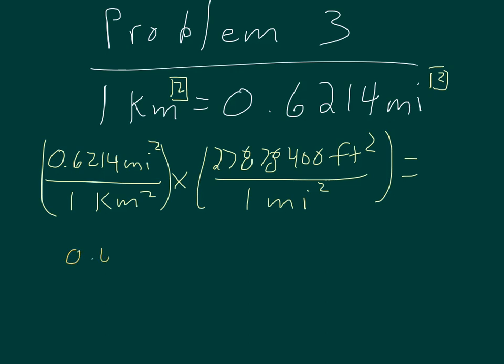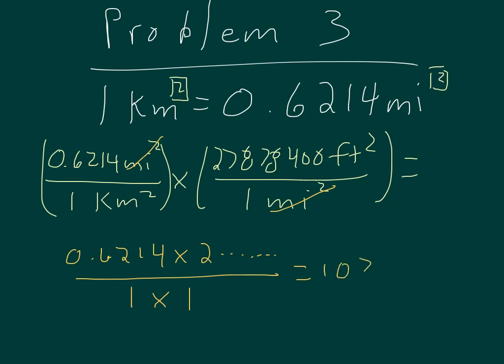0.6214 times that big number, whatever that is, and we're going to divide by 1 and divide by 1 again. Let's look at what units we get to cancel out. We get to cancel out square miles, and so the number we end up with is 10,764,908, and we end up with what's left over for units: square feet on the top per kilometer on the bottom. So that's how many square feet go into a square kilometer.